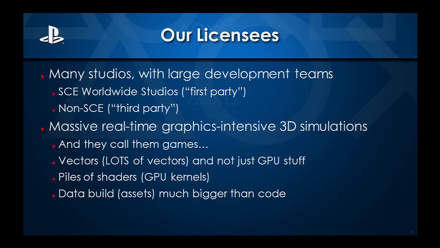Licensees, I have to remember not to call them customers. Customers are the people that buy the boxes. The people that use the toolchain, they're licensees. So there's a lot of these guys. Some are owned by us under the auspices of the Worldwide Studios Organization. These are called first-party studios. Everybody else is third-party. Nobody's ever explained to me whatever happened to second-party. I don't know what the exact breakdown is, but we have a total of around 1,000 licensees at this point, and we expect that to grow because the box hasn't even launched yet.